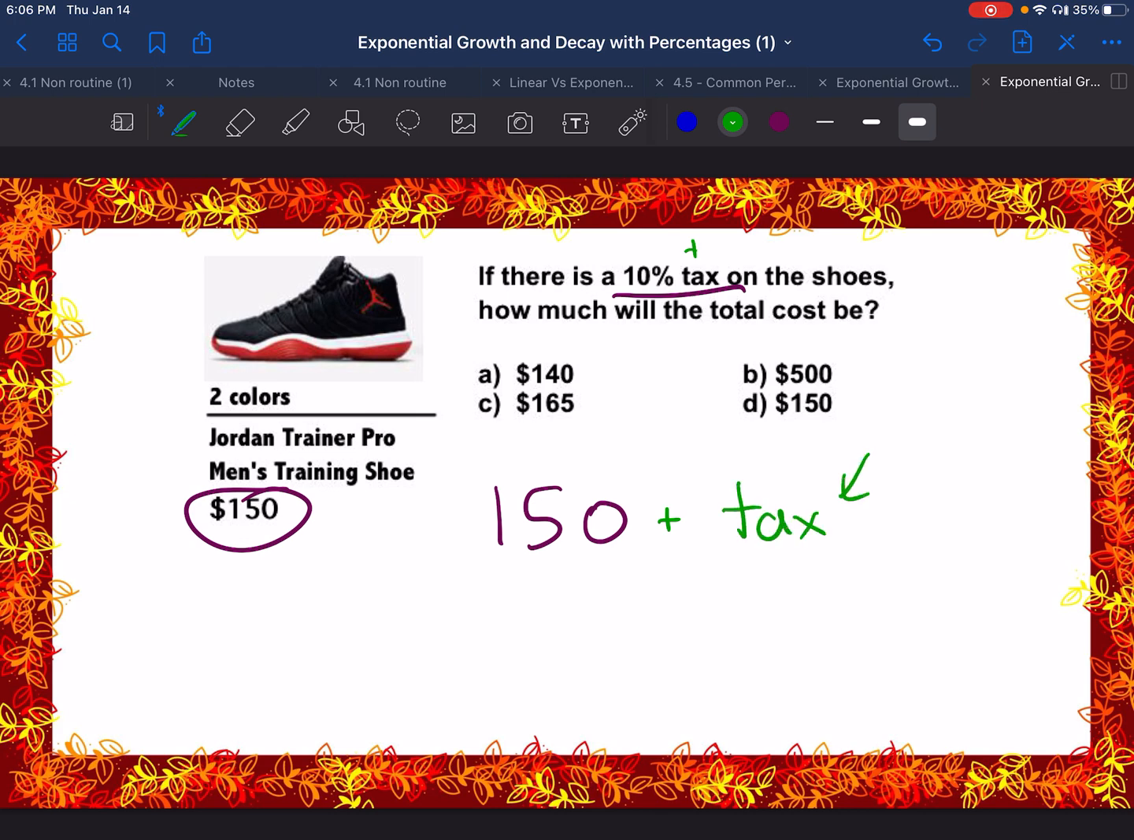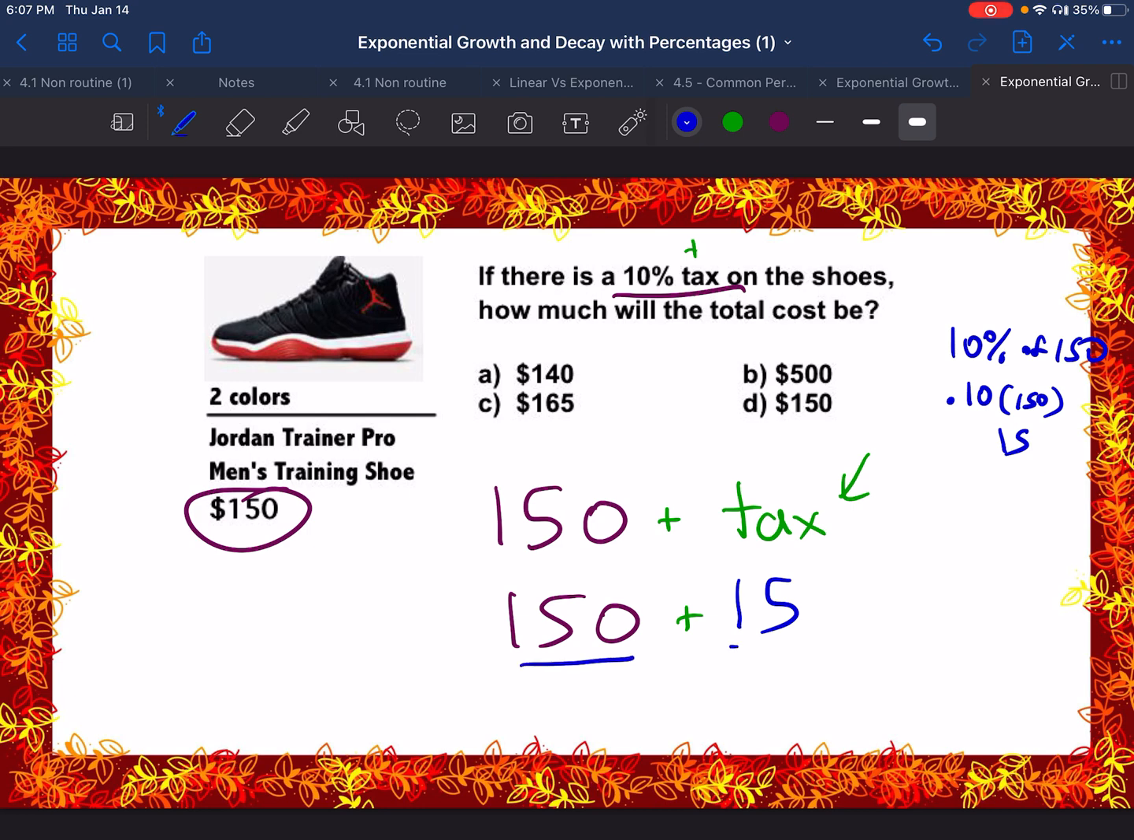I know we did this on the last slide, but here's how you do it again. I need to calculate the tax. 10% of 150, well, that's 0.10 times 150, that was 15. So I would do 150 plus 15. I have the original plus my tax. Combine those, you get 165. Okay.